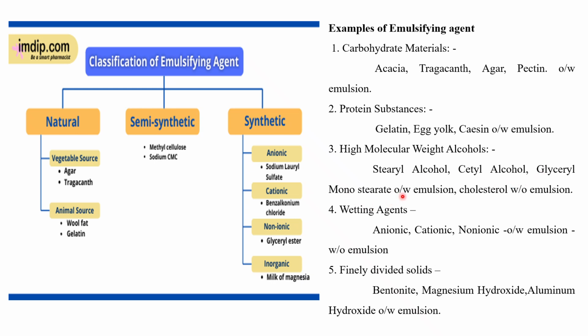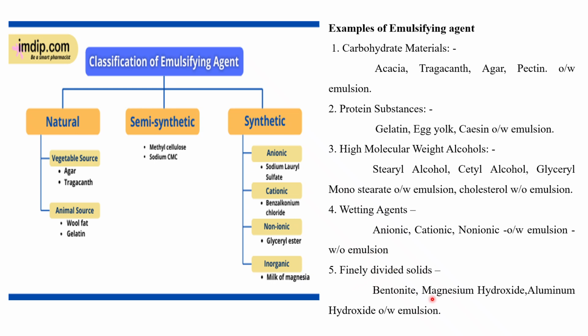These are used to prepare oil in water emulsions. If cholesterol is used, it is used to prepare water in oil emulsions. Wetting agents come under the category of synthetic ones. That's why the classification is given as anionic, cationic, and non-ionic. And we will be trying to prepare both oil in water and water in oil emulsions.